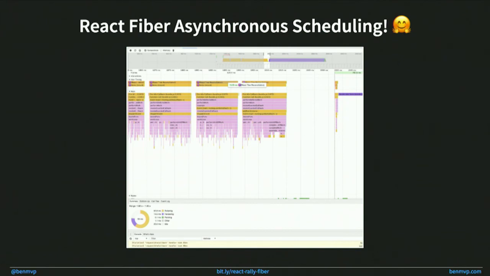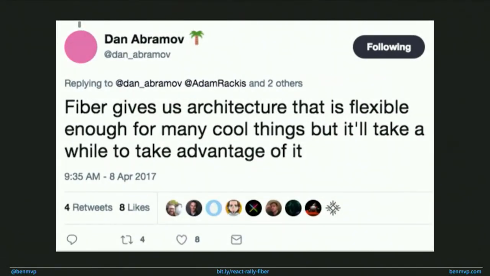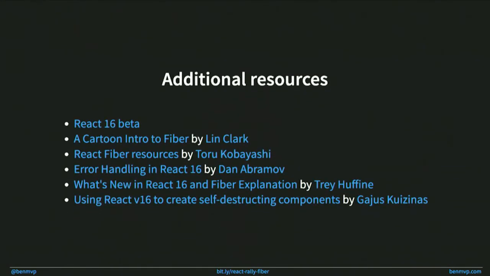With that flag turned on. So to conclude, there's something from Dan that tells us that Fiber gives us the architecture that's flexible enough so that we can do cool things, but it's going to take a while for us to see all those cool things. The first thing we're seeing is the async rendering, but there's going to be many cool things coming in the future, so I'm excited to see all of those things. And then here I have some resources for you, some links to different blogs and resources if you want to dive any deeper into some of the things that I talked about.